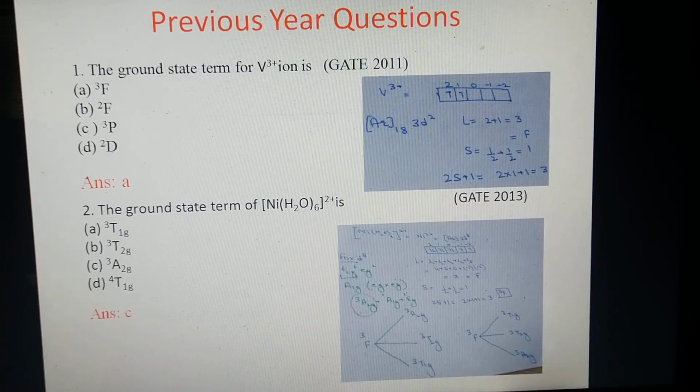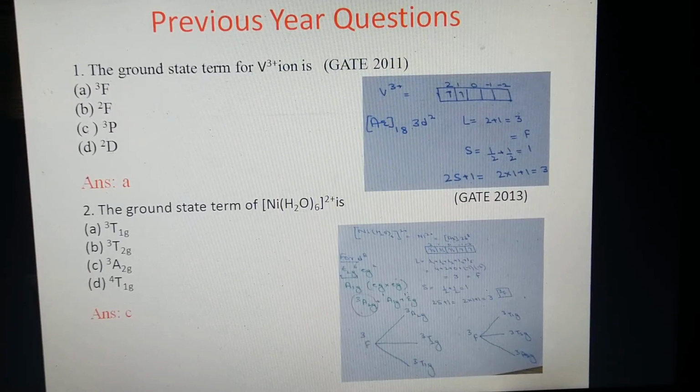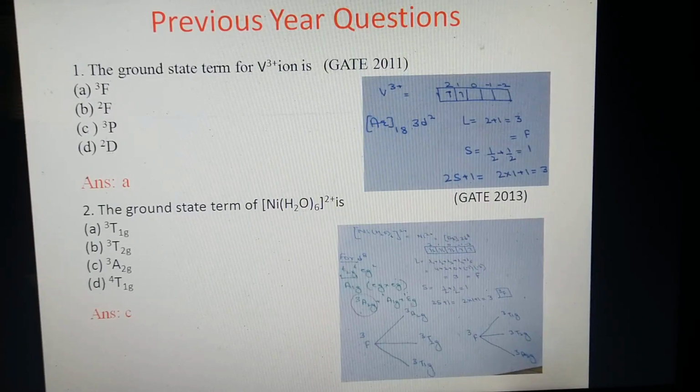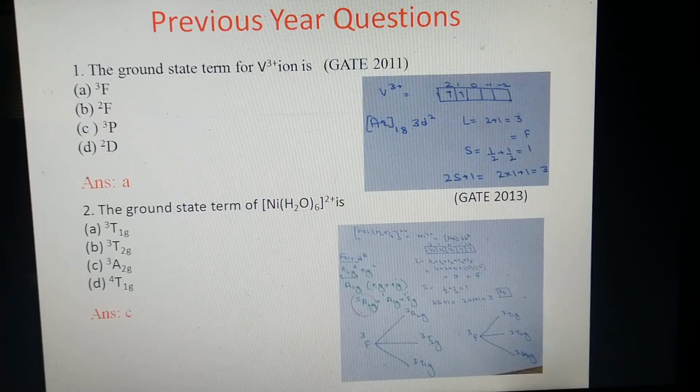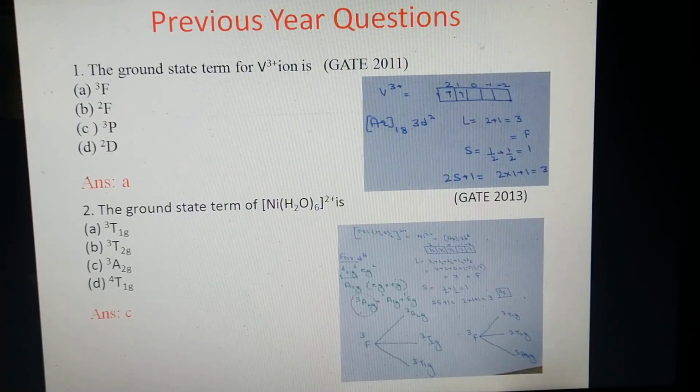The answer comes from group theory, that is, the direct product. For the d8 configuration, the electronic configuration is t2g6 eg2. t2g6 is fully filled, so it is A1g, and for eg2 the direct product is 3A2g plus 1A1g plus 1Eg. So here our answer came 3A2g. So our answer will be C.